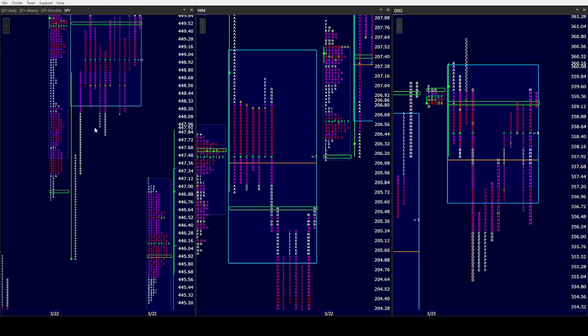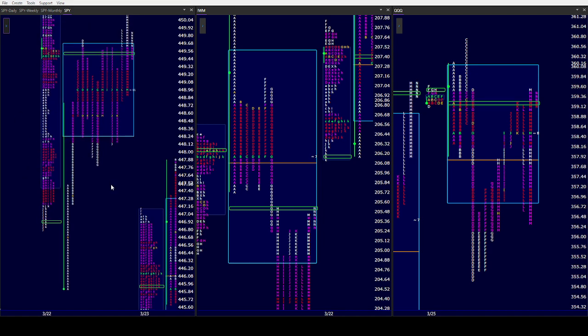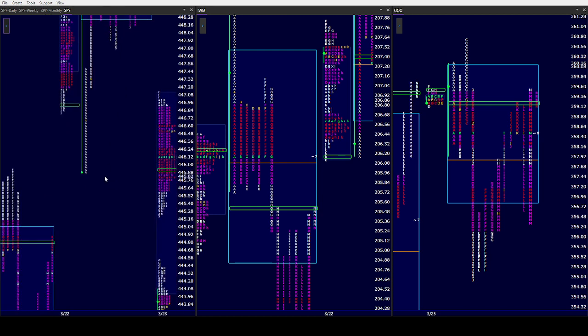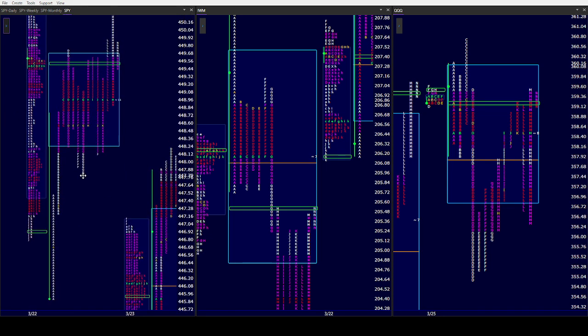Why? Well, just like the other day. Let's go over it. We had higher value. We took out the overnight high. We took out the initial balance high. We had indices that were up. We had a lowest accepted price.